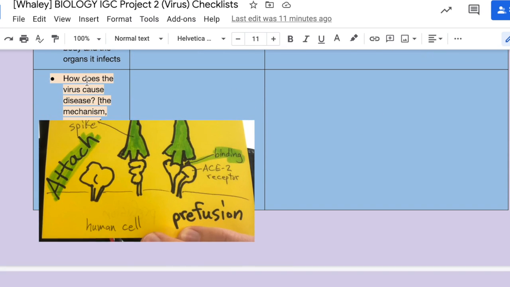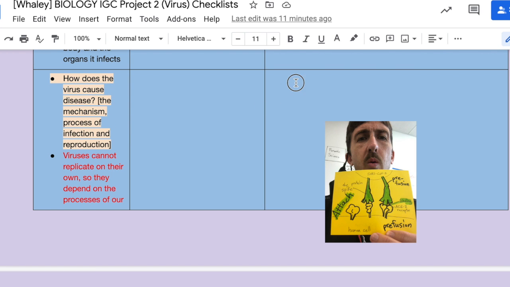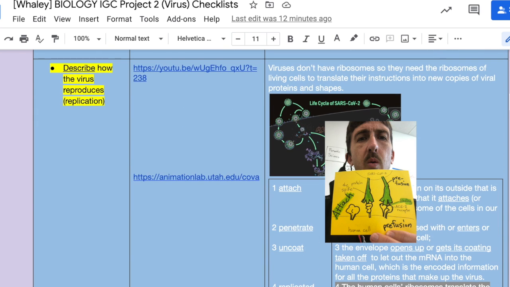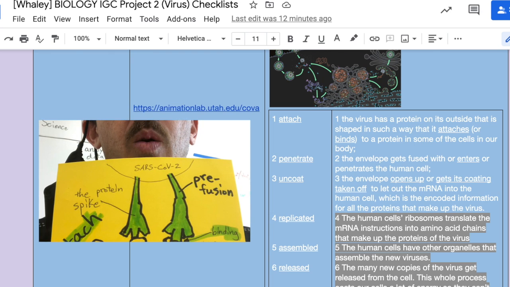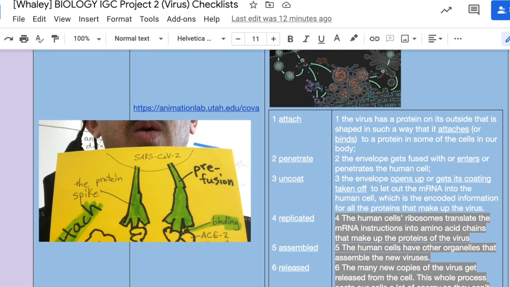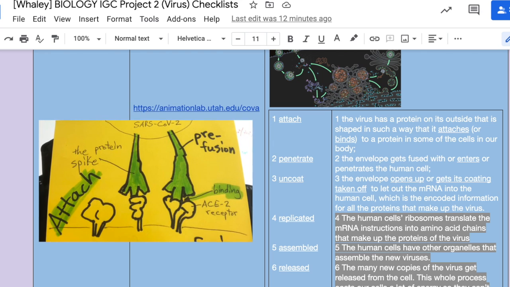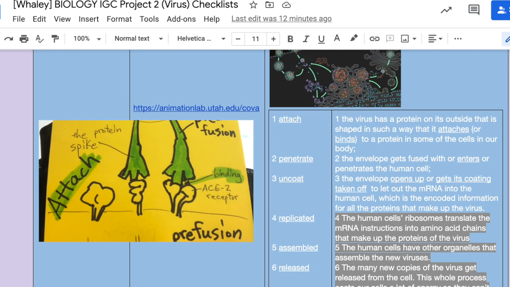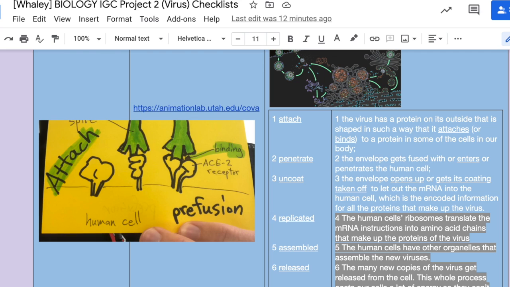Then down here on this question, how does the virus cause disease, the mechanism, that's where I would put the same as this attach, but I want to put how it attaches. What's its special mechanism? For SARS-CoV-2, the special mechanism is a spike that binds to an ACE2 receptor on human cells. That's the name of it. It's an ACE2 protein, and it has an affinity, an attraction, so it's kind of like Velcro. If it touches it, it just binds up to it.